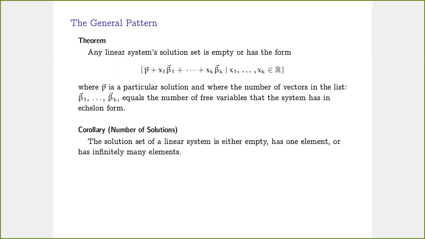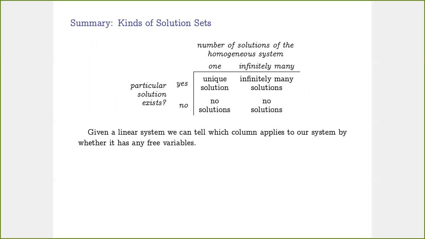A corollary, or result that follows on this, is that the solution set of a linear system is either empty, has one element, or has infinitely many elements. Here's a summary of the situation so far. In the table shown, the columns represent the number of solutions of the homogeneous system. The rows concern the solution of the general system.